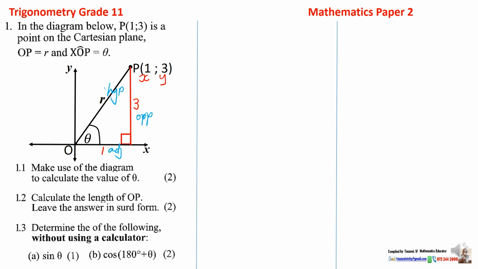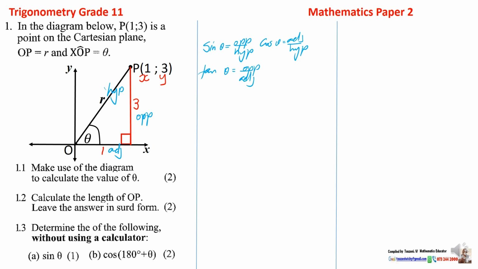We know from what we have studied that the trigonometric ratios, the sine of angle theta is always equal to opposite divided by hypotenuse. The cos of theta is equal to adjacent divided by hypotenuse. And the tan of theta is equal to opposite divided by adjacent. These are our three trigonometric ratios. Now, we want to answer number 1.1.